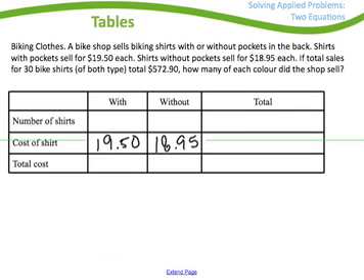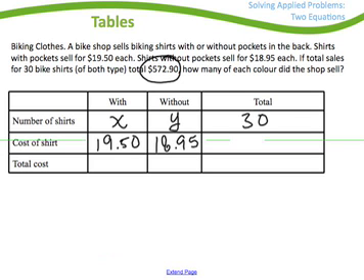I'm not sure if I put that here or should I put it down here. Well, let's see. How many? I'm just wondering where I put that number. I don't know if I'd put it here or here. Let's see. If total sales for 30 bike shirts. Oh, so there's 30 bike shirts, 30 total. We don't know how many there are with. Let's call it X. We don't know how many without the pocket. We'll call that one Y. I guess the total cost, I'd probably put that other number down here.